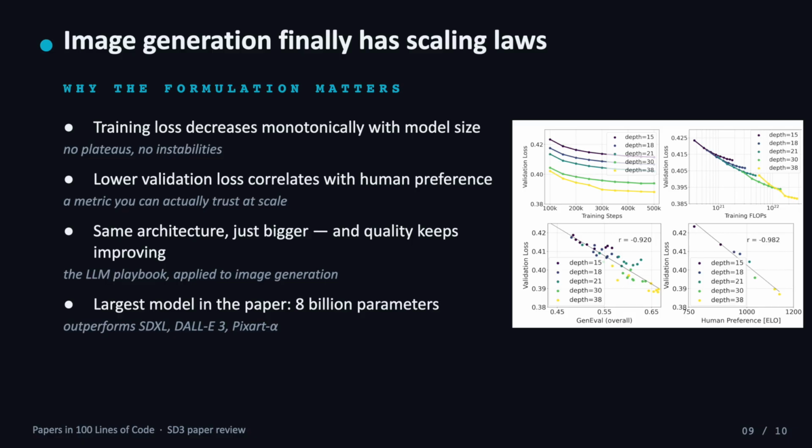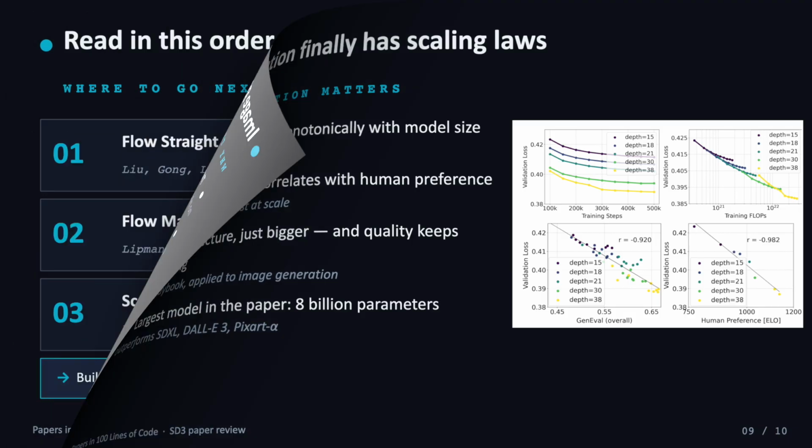The largest model in the paper has 8 billion parameters, and it outperforms SDXL, DALL-E 3, PixArt Alpha, every open and closed source competitor they compare against. This is the playbook from large language models finally applied to image generation. Same architecture, more compute, predictable gains.